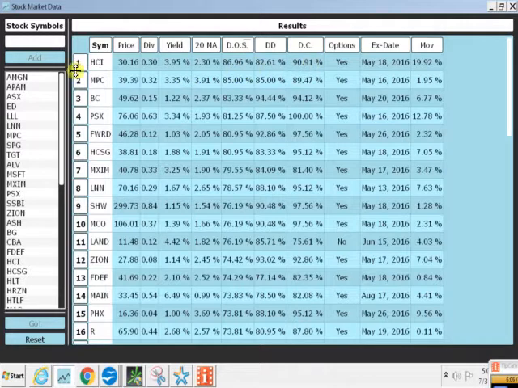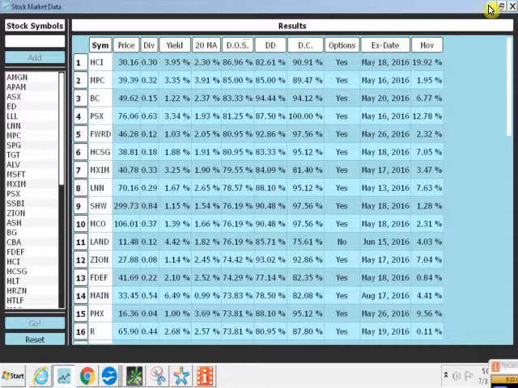That's great. MPC, same thing. Look at that. 85%, 85%, 89%. Like that one. Ooh, BC, I like this one even better. 83, 94, 94. And they all have options. That's great. Okay, so anyway, that gives you an idea what that software does.